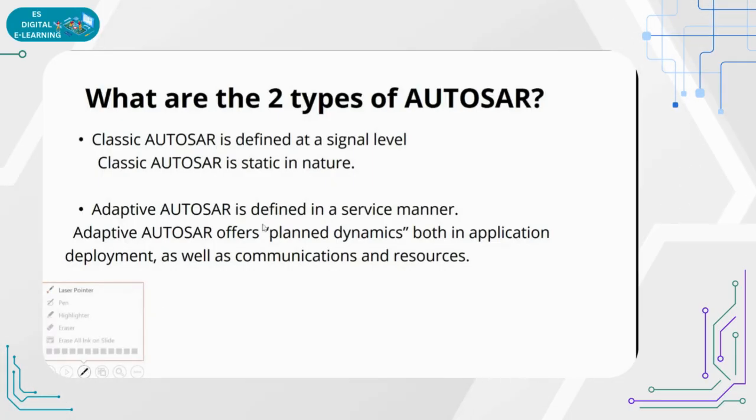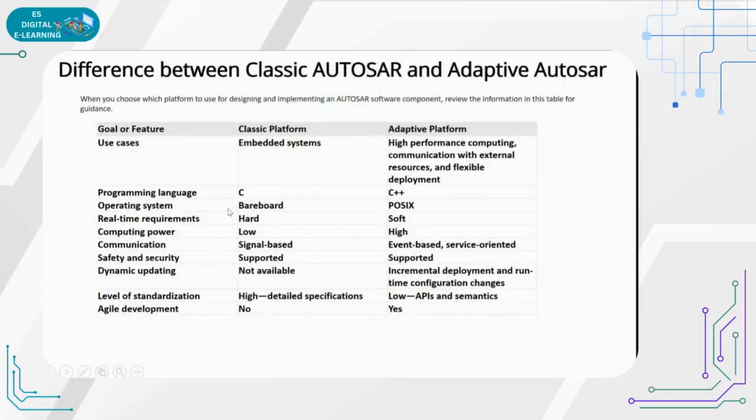What are the two types? And normally the difference between Classic AUTOSAR and Adaptive AUTOSAR: Classic has embedded system C and bare-board hardware, and is slow and signal based. Adaptive platform AUTOSAR has C++ and POSIX. These are some differences on the high level.